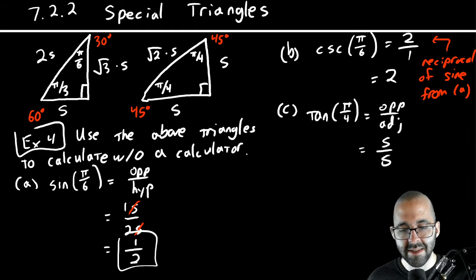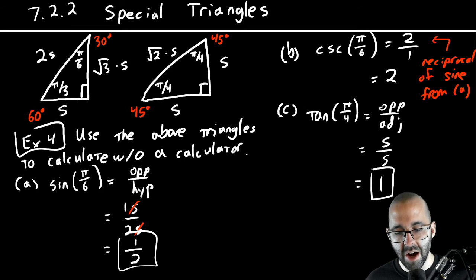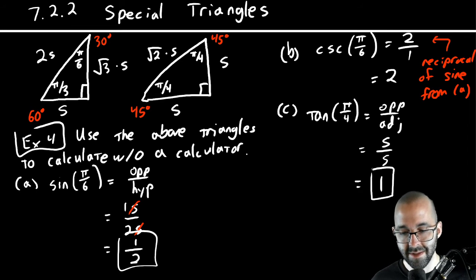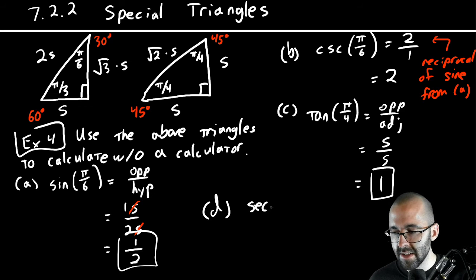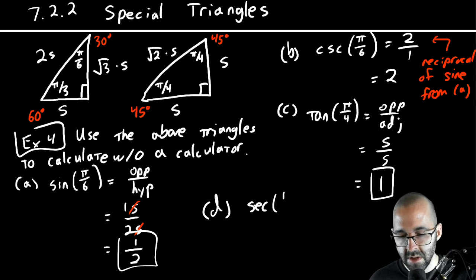What's S divided by S? Well, anything divided by itself cancels to 1. Tangent of pi over 4 is a real nice one. And let's do one more. Secant of pi over 4.